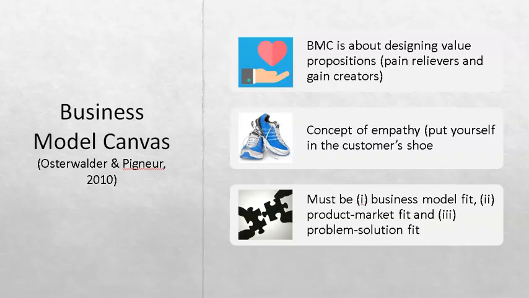Okay, now let's look. What are the characteristics of an effective business model? First, your business model canvas must be about designing value propositions, which means the business must be a pain reliever and gain creator. Second, a business model must follow the concept of empathy. That means you have to put yourself in the customer's shoes by understanding their needs and wants. Third, the business model canvas must have first, business model fit, second, product market fit, and third, problem solution fit.